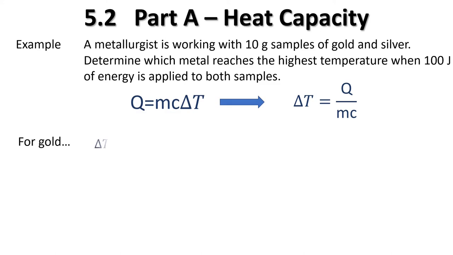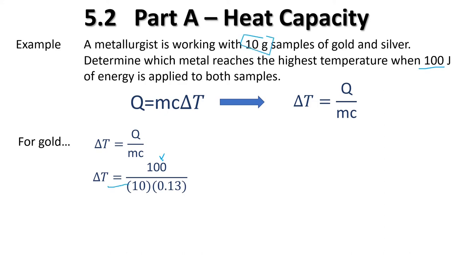So for gold, we've got our equation. Now we've got our 100 joules there. Here we have a 10-gram sample of the gold. Normally these are in water, but this one's just sitting out, pretend. And this value I had to Google, so I just Googled specific heat capacity for gold, and the answer came up. And when you do the computation, you get 76.92 degrees Celsius.